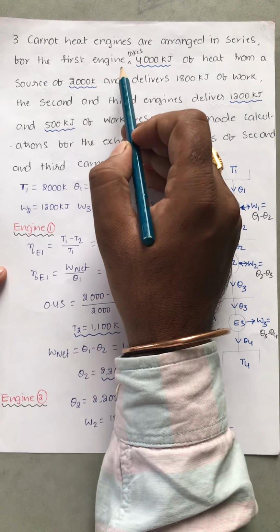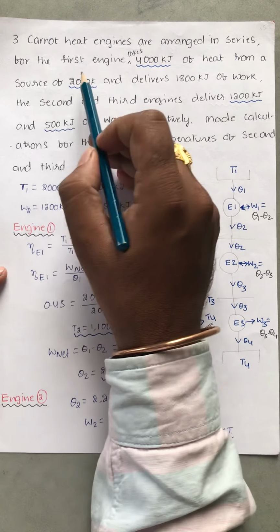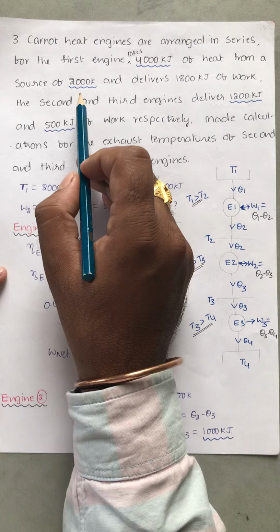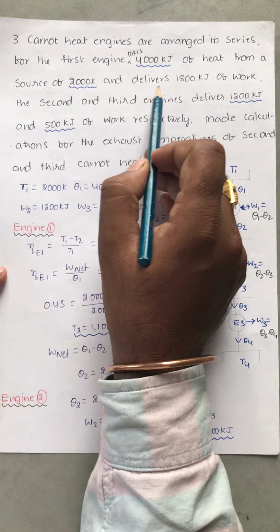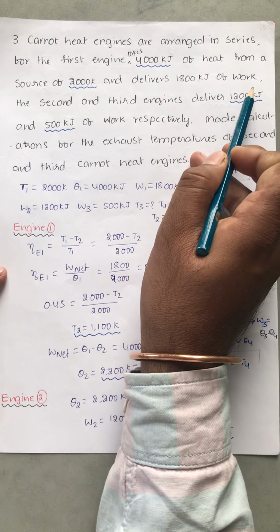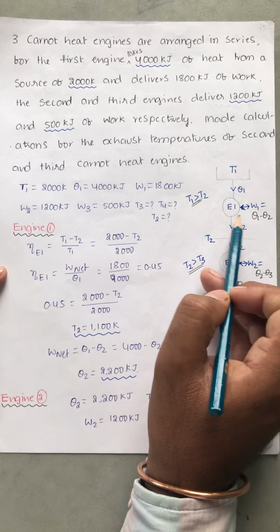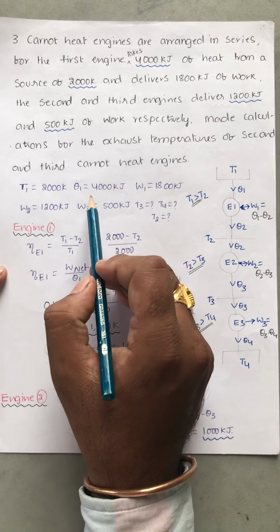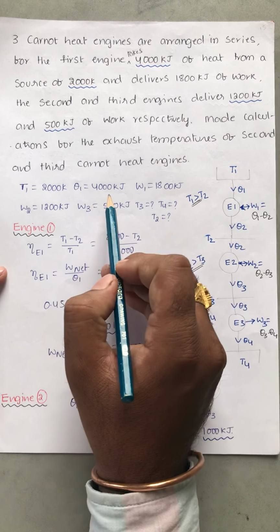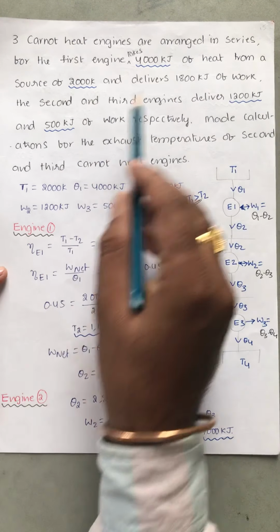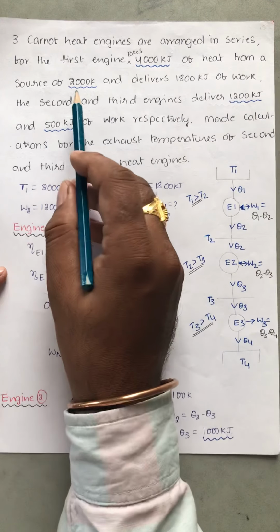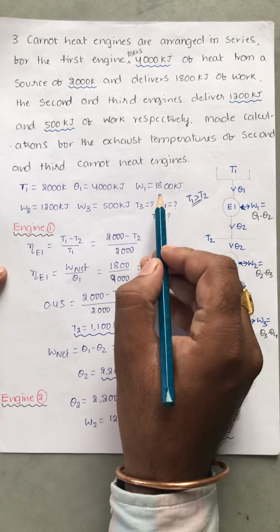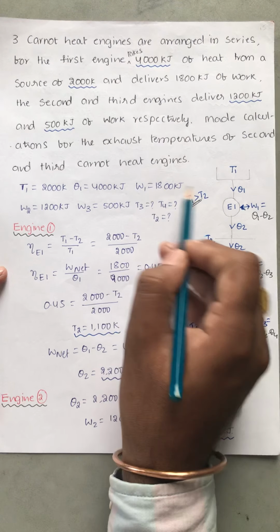For the first engine, it takes 4000 kilojoules of heat from a source of 2000 Kelvin and delivers 1800 kilojoules of work. See, the first engine takes Q1, that is 4000 kilojoules of heat, from a source of 2000 Kelvin, that is T1 is 2000 Kelvin, and delivers 1800 kilojoules of work, that is W1.